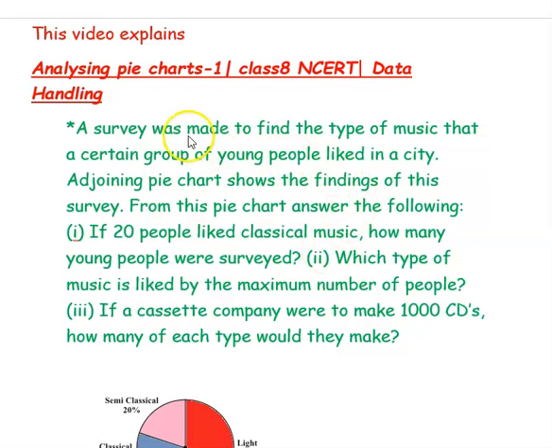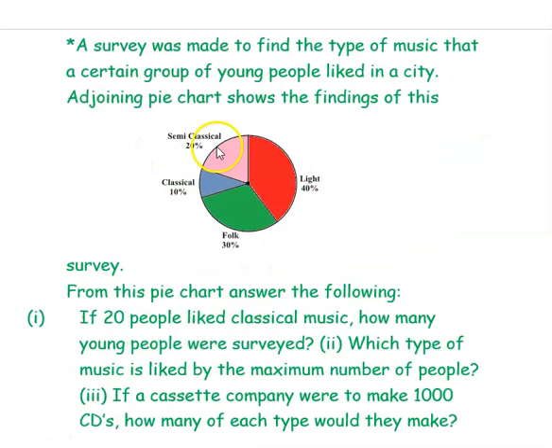In this video, we are going to analyze the given pie chart to answer the questions based on it. Now see the first question. A survey was made to find the type of music that a certain group of young people liked in a city. The adjoining pie chart shows the findings of this. So we'll see the pie chart first.